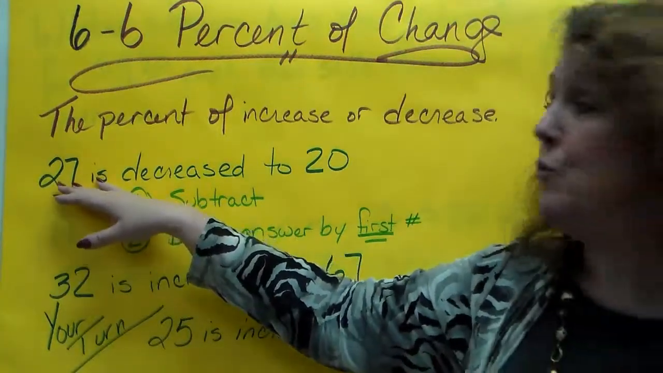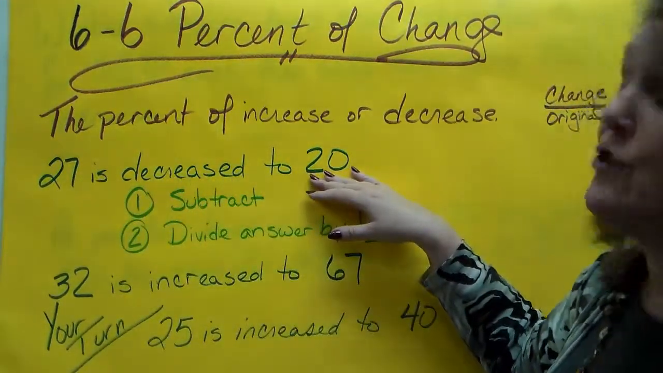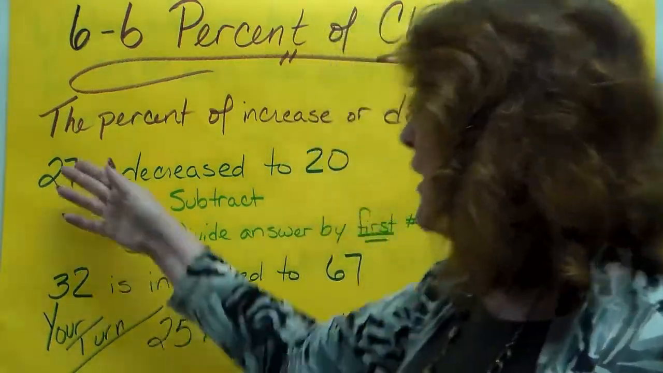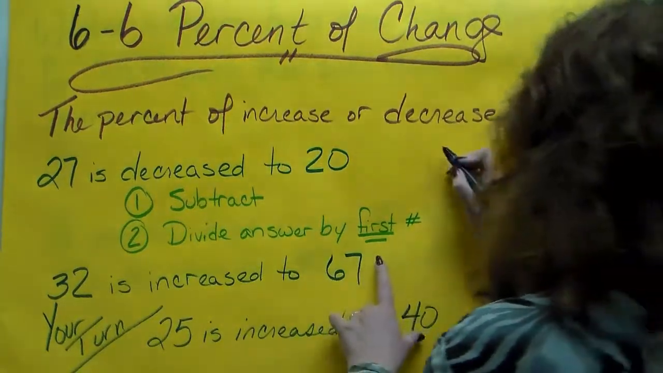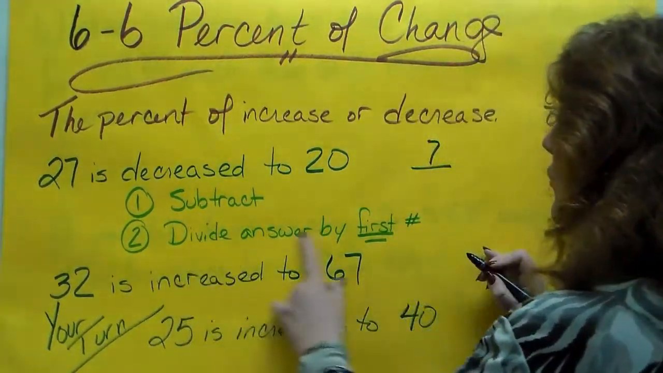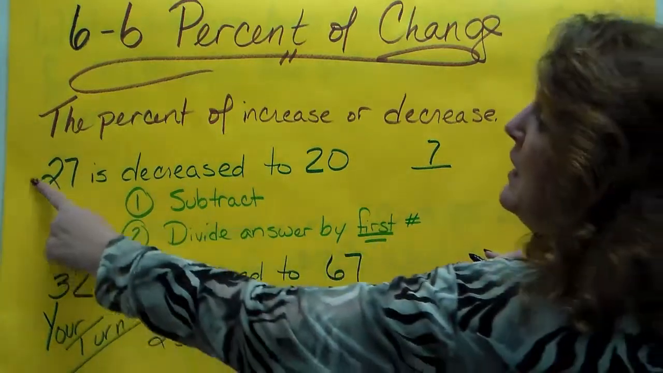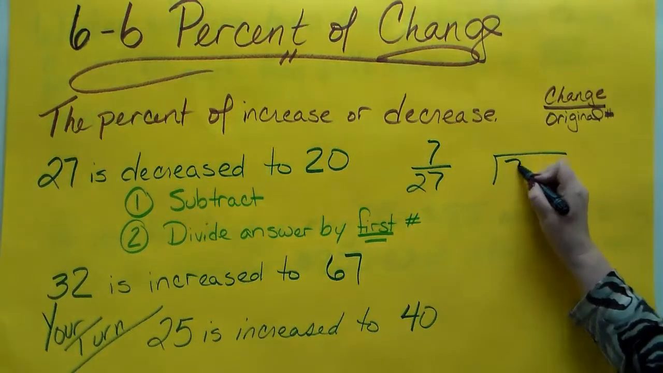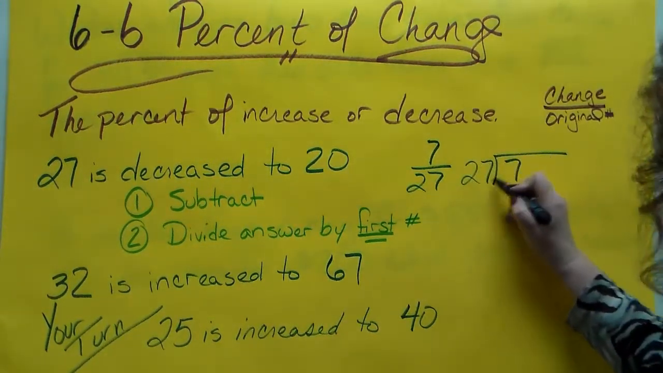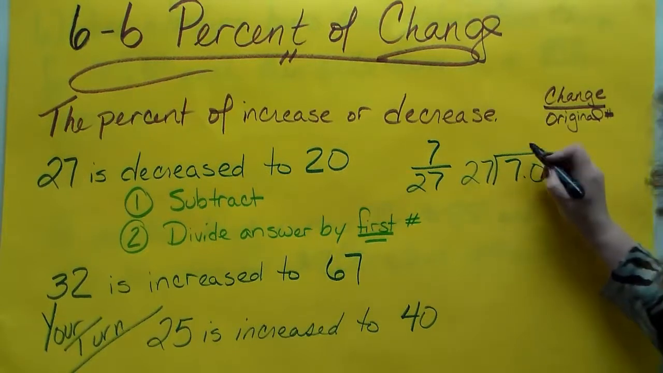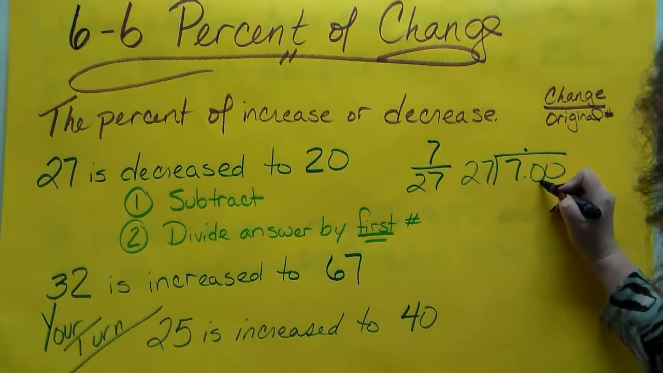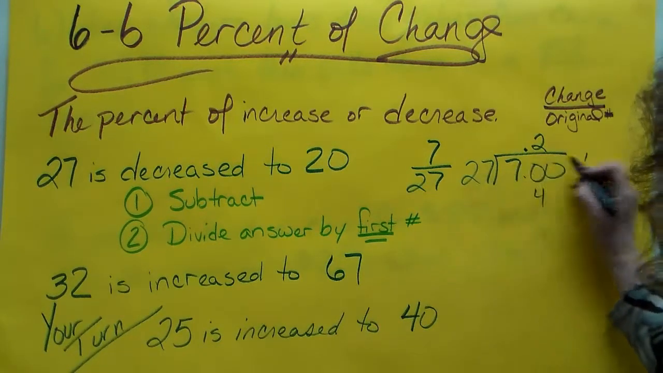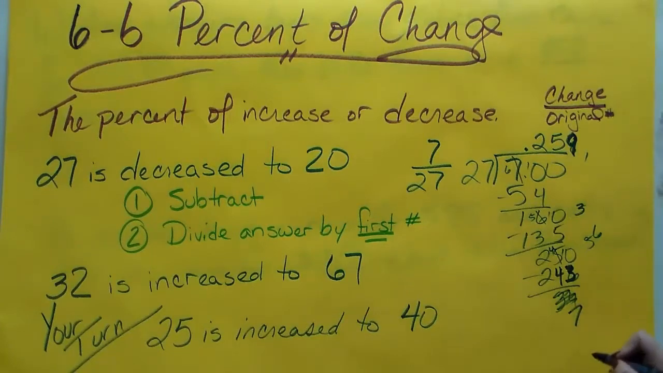So an example problem would be 27 is decreased to 20. You're going to do this in two steps. The first thing you're going to do is subtract. 27 minus 20 is 7. So we're going to start with 7. And then we're going to divide that answer by the first number. We have to go back to the original number. So we're going to have to do a little bit of long division here. And remember, the top number always goes in the house. And 27 goes into 70 two times. 2 times 7 is 14. Subtract, and we get 7.